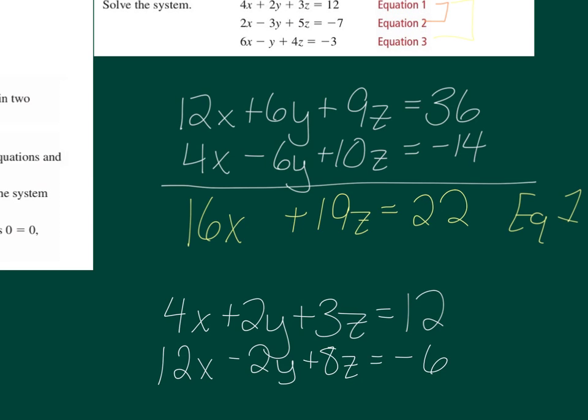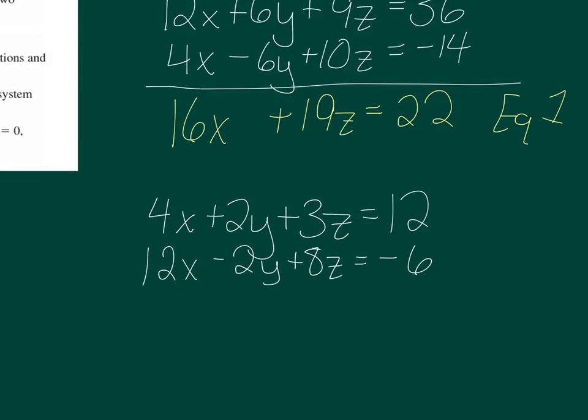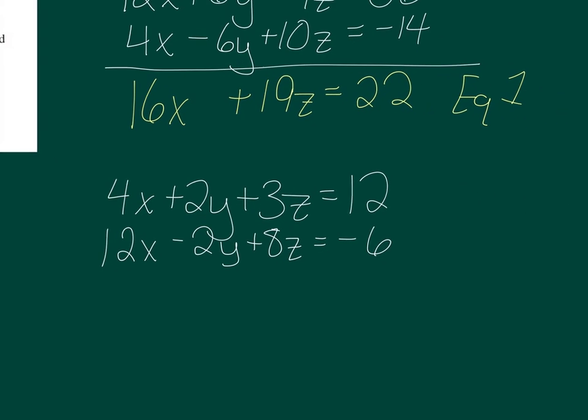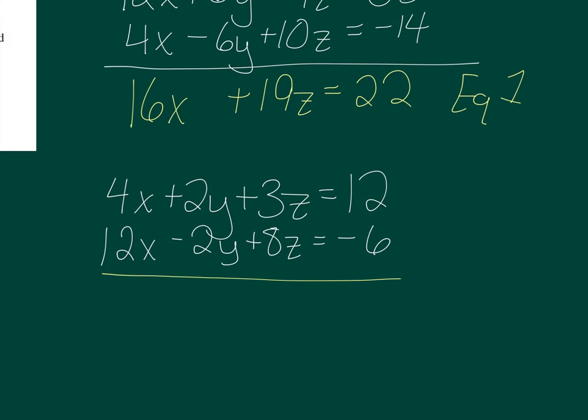Now I can combine these two equations and get a new equation 2, hopefully in 2 variables. If I combine these, I get 16x, the y's cancel, 3 and 8z, I get plus 11z is equal to 6. Now if I look here at my equation 1 and my equation 2, when I put those together, I will have something cancel out.